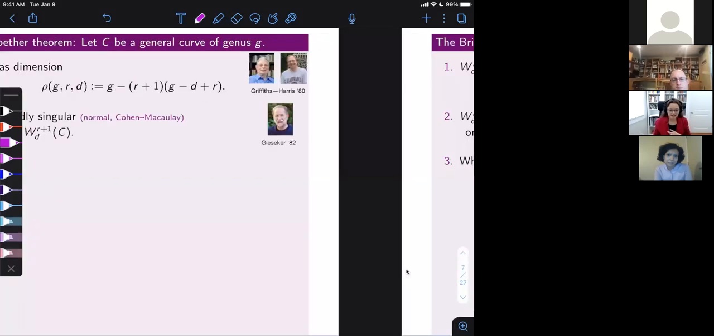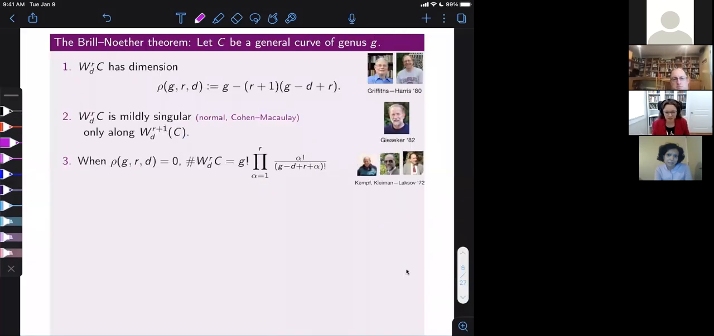All right, so moving on to enumeration. This was actually solved first, but only in a virtual sense, because we didn't know the upper bound on the dimension statement of Griffiths and Harris. So when rho is 0, when the dimension is 0, it's a finite set of points, and the number of points has an explicit closed formula, but I want to phrase it in a different way that will show you some of the combinatorial structure that's lurking here.